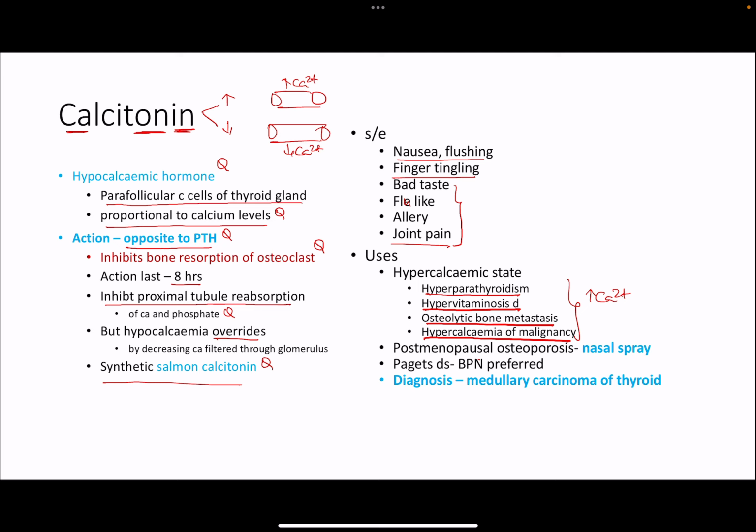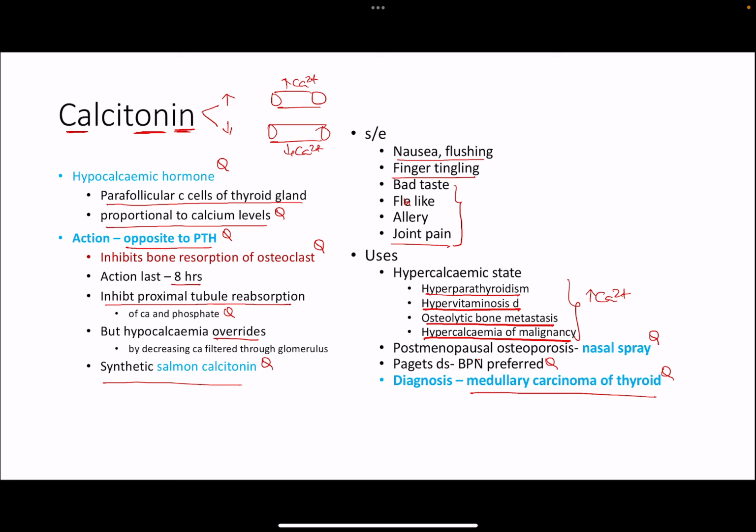Apart from that, it is also useful in postmenopausal osteoporosis in women. A very important thing to remember is that calcitonin can be administered through a nasal spray. It gets absorbed through the nasal mucosa. It is also used for Paget's disease. But remember, in Paget's disease, the drug of choice is the bisphosphonates. And very important, they have asked many times in your exam, which is the drug that can be used for diagnosis of medullary carcinoma of the thyroid? That is calcitonin, for medullary carcinoma of the thyroid.